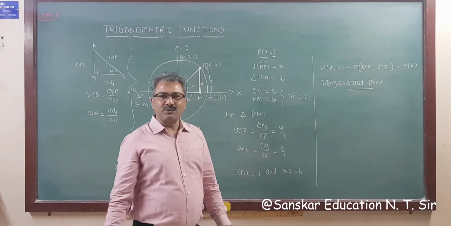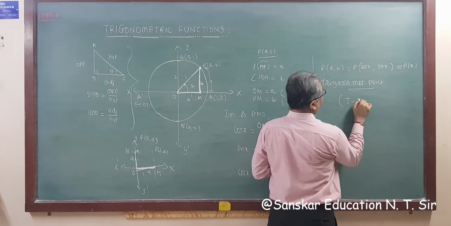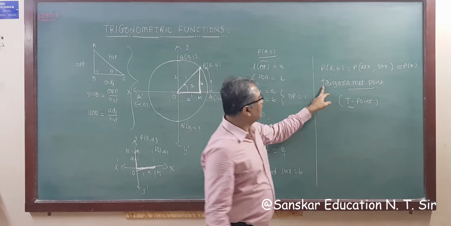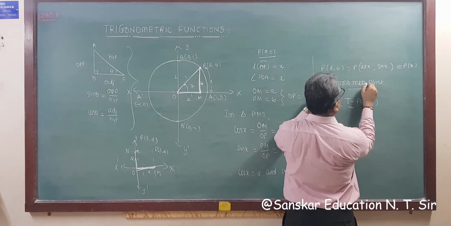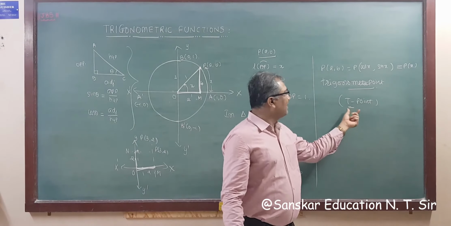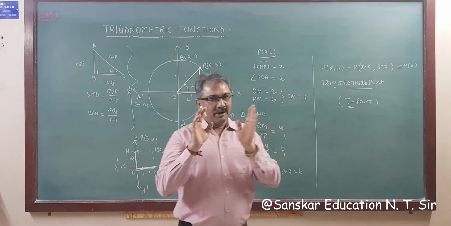And if you want to write in short, then we can say that this is T point. If you don't want to write trigonometric point, then you can write T point only. Okay. So remember one thing only.